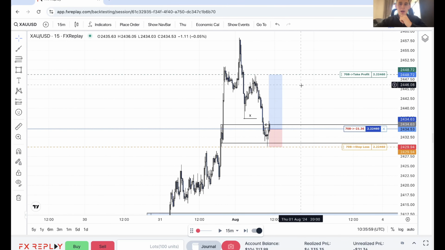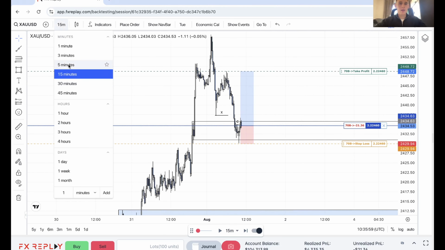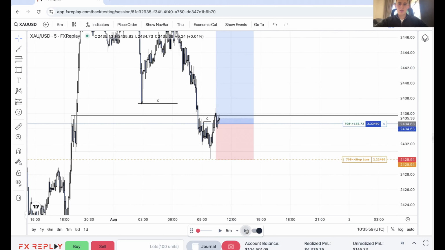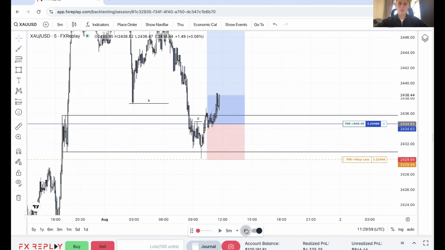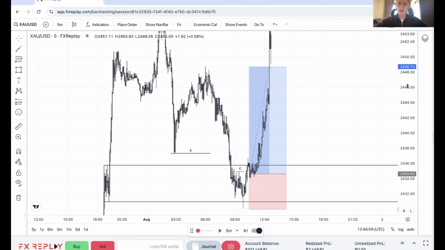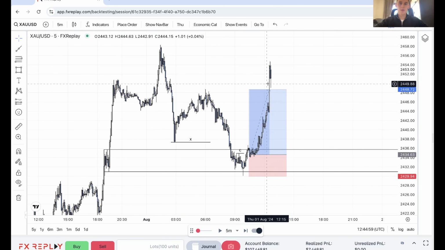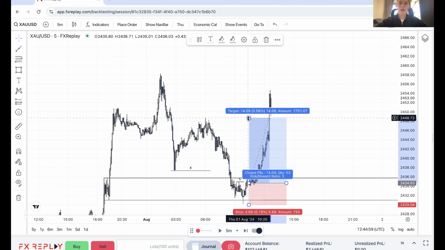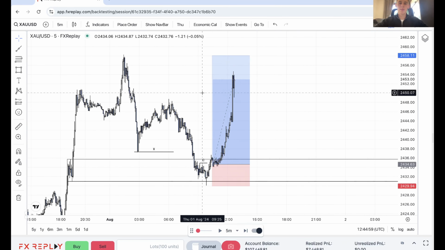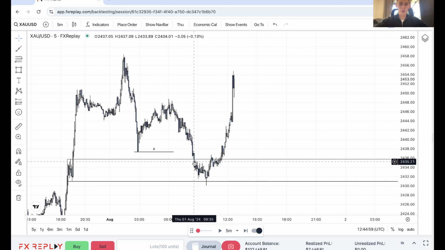And let's see if price can give us our rally. There we go. And there we go, TP hit. So based on this, you could probably have targeted this high based on all of this bullish momentum, but I'm happy with that 1 to 3. And we are now out of the trade.